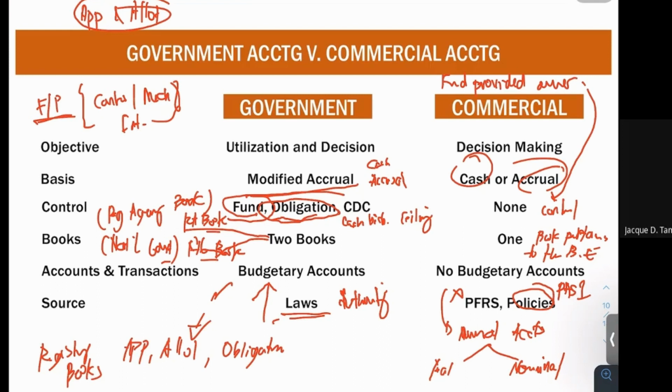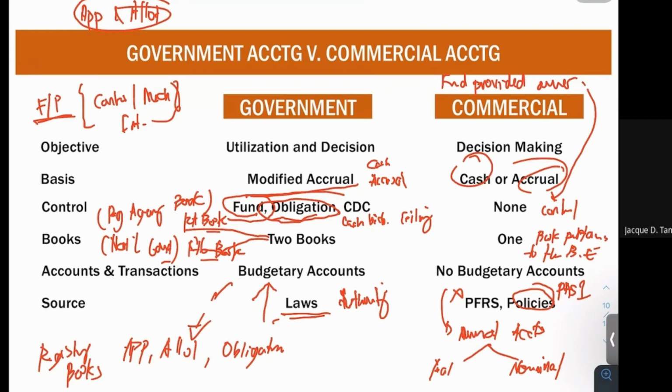But since these are only differences, we still have similarities. Some similarities, of course, as we said a while back, we can still have the same reports or financial statements. Furthermore, we still utilize the same recording of transactions, still double entry bookkeeping. We still have your journals, we have your subsidiary ledgers, we still have your trial balance. So those are still the same as to your accounting. But these are the differences. We laid it down from objective, basis, control, books, accounts, and transactions, and source. As to the journals and records, and as to the financial statements, they are the same. Differences only as to the name, but the concept of preparing them is still the same.